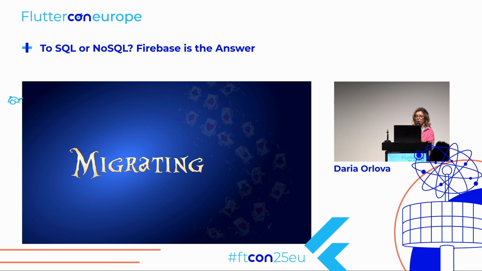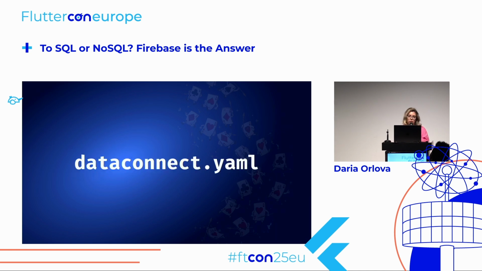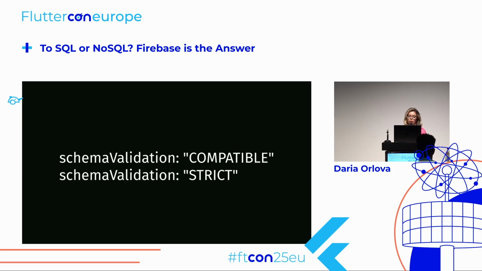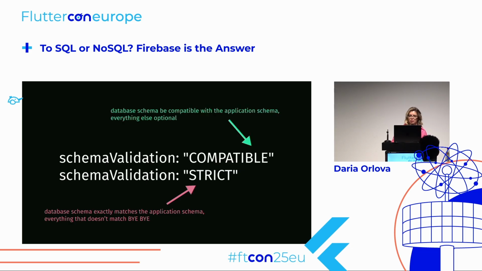So what if you have changes? How to migrate? Well, migration rules are described in the DataConnect YAML, which is stored in your project. And you have two types of schema validation, compatible and strict. Strict means that the database schema must match exactly the application schema. And if something doesn't match, it will be dropped. So be very careful with that. And compatible means that, of course, the schema still needs to be compatible, but if you have anything else like tables, columns, indexes, and so on, it will not be dropped. It will be ignored.